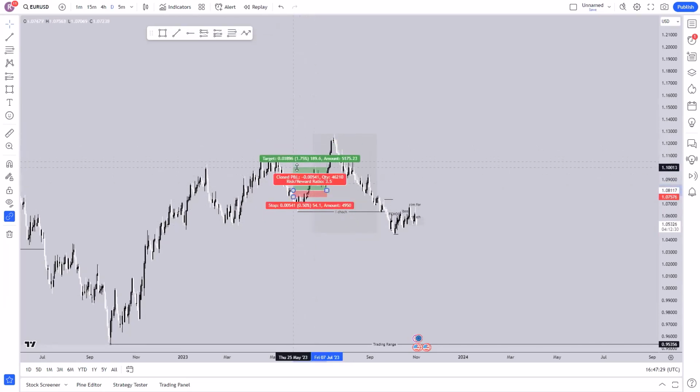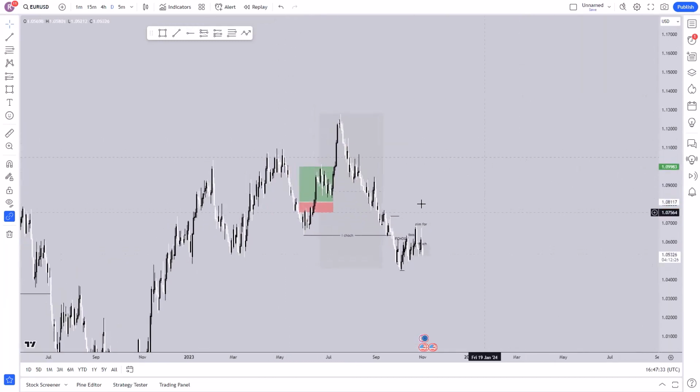Or let's say you aim for here. This is just theoretical, okay? That trade would have maybe taken a few hours, and you've got a 1 to 3.45 trade. So you can see the difference between being a day trader and being a swing trader.